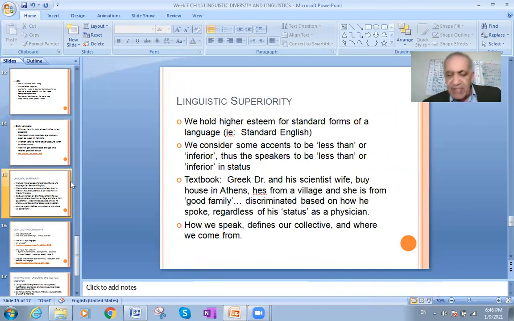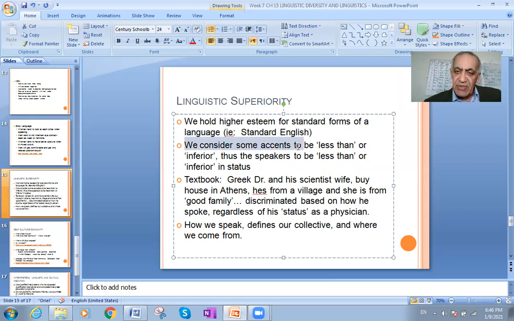How about linguistic superiority? We hold higher esteem for standard forms of a language. We consider some accents to be less than or inferior, and thus the speakers to be less than or inferior in status. The way we speak defines our collective identity and where we come from.